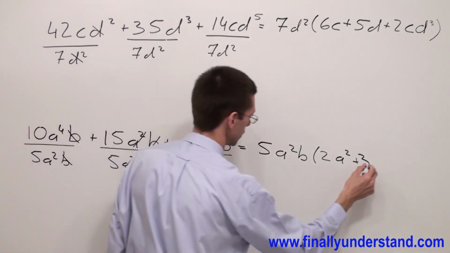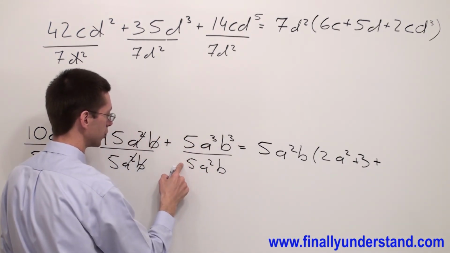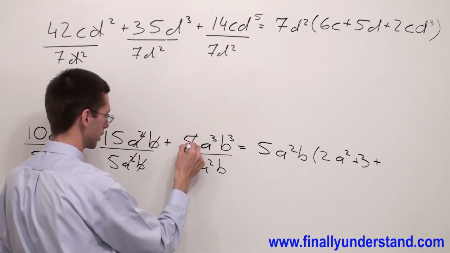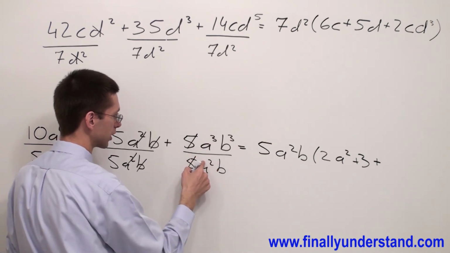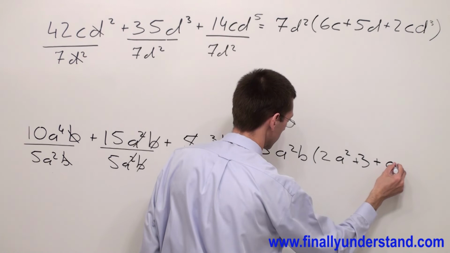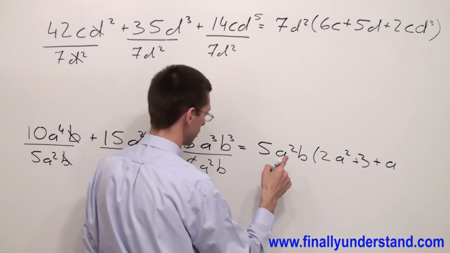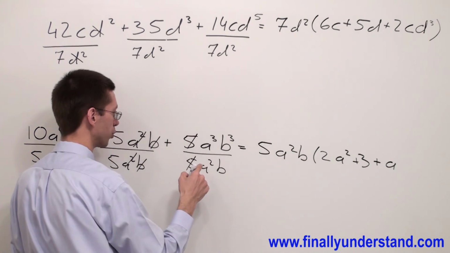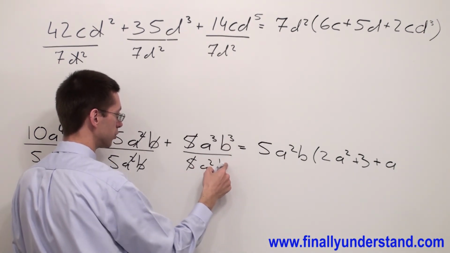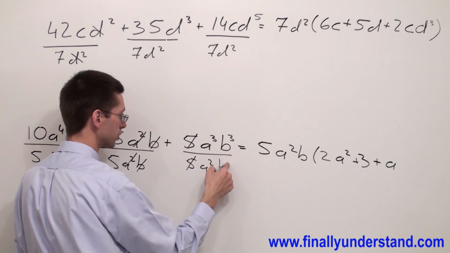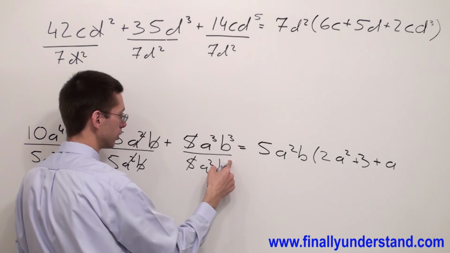Plus 5 divided by 5 is 1. They cancel out each other. A to the third divided by a to the second. Keep the base and subtract the exponents. 3 minus 2 is 1. I don't write exponent 1. And I have b to the third divided by b to the first. Keep the base and subtract the exponents. So 3 minus 1 will give me 2.